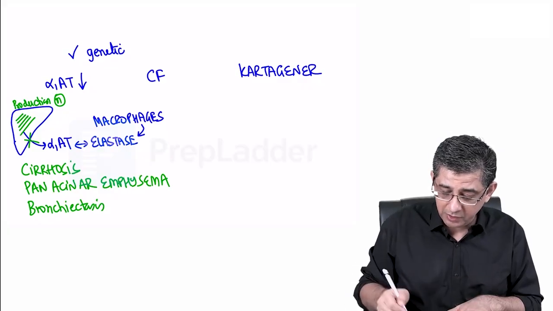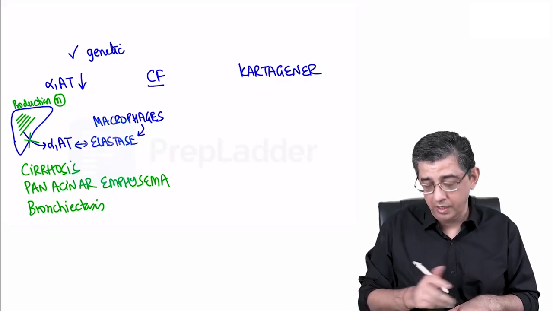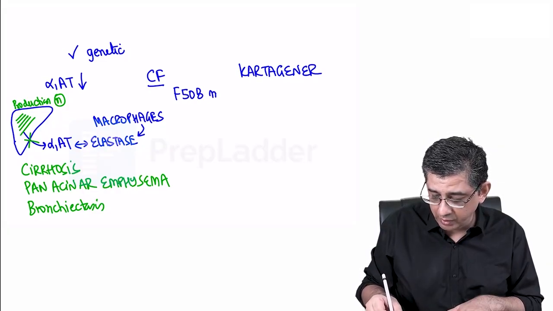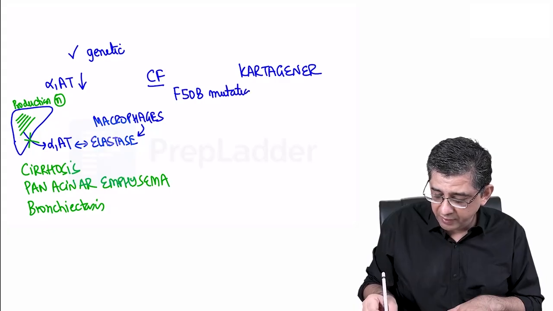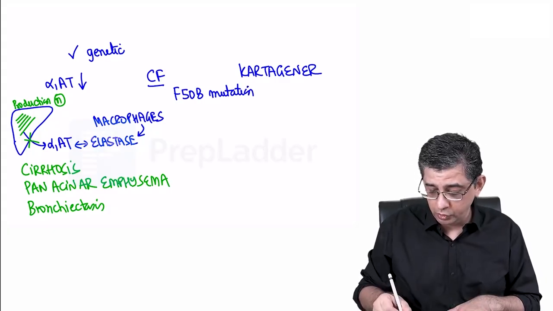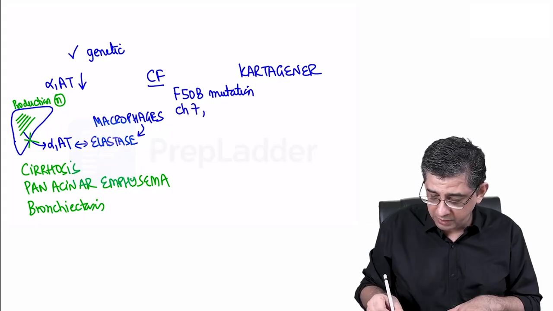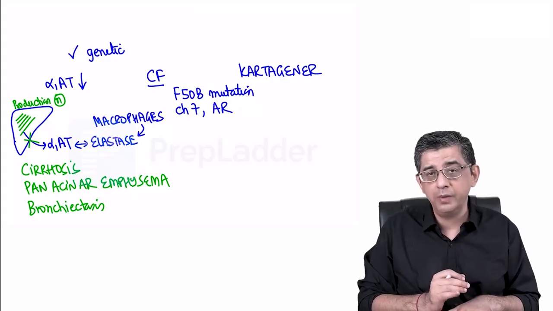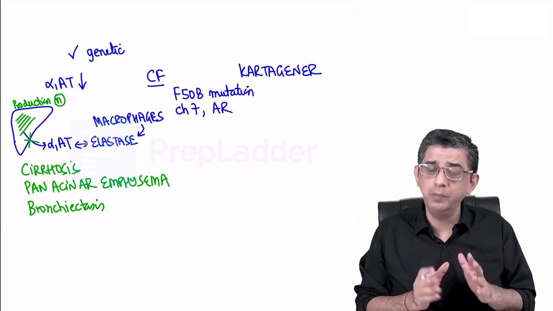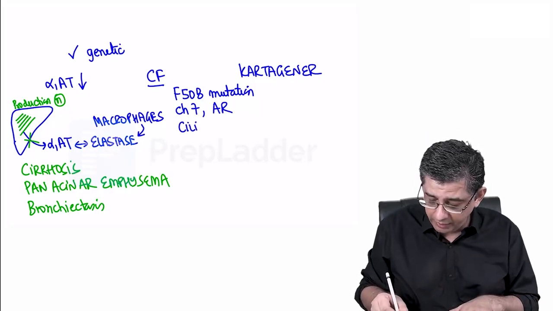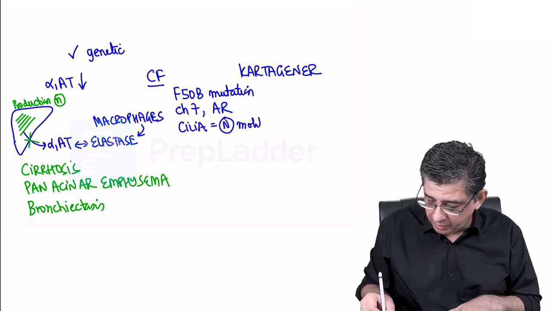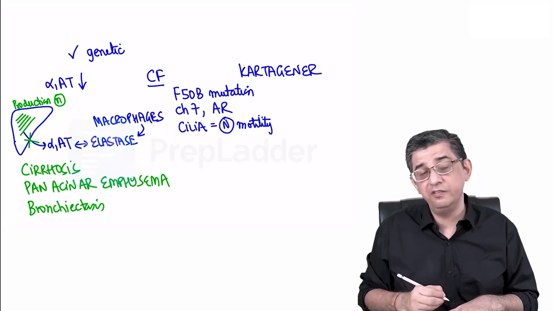Let's compare this with cystic fibrosis versus Kartagener. Cystic fibrosis is a separate discussion, but I'll mention some important highlights here. It's an F508 mutation, a defect on chromosome number 7, autosomal recessive. And what's the problem? In this condition, the cilia will be beating normally. The ciliary motility is perfectly normal, but the tracheobronchial secretions are very viscid.